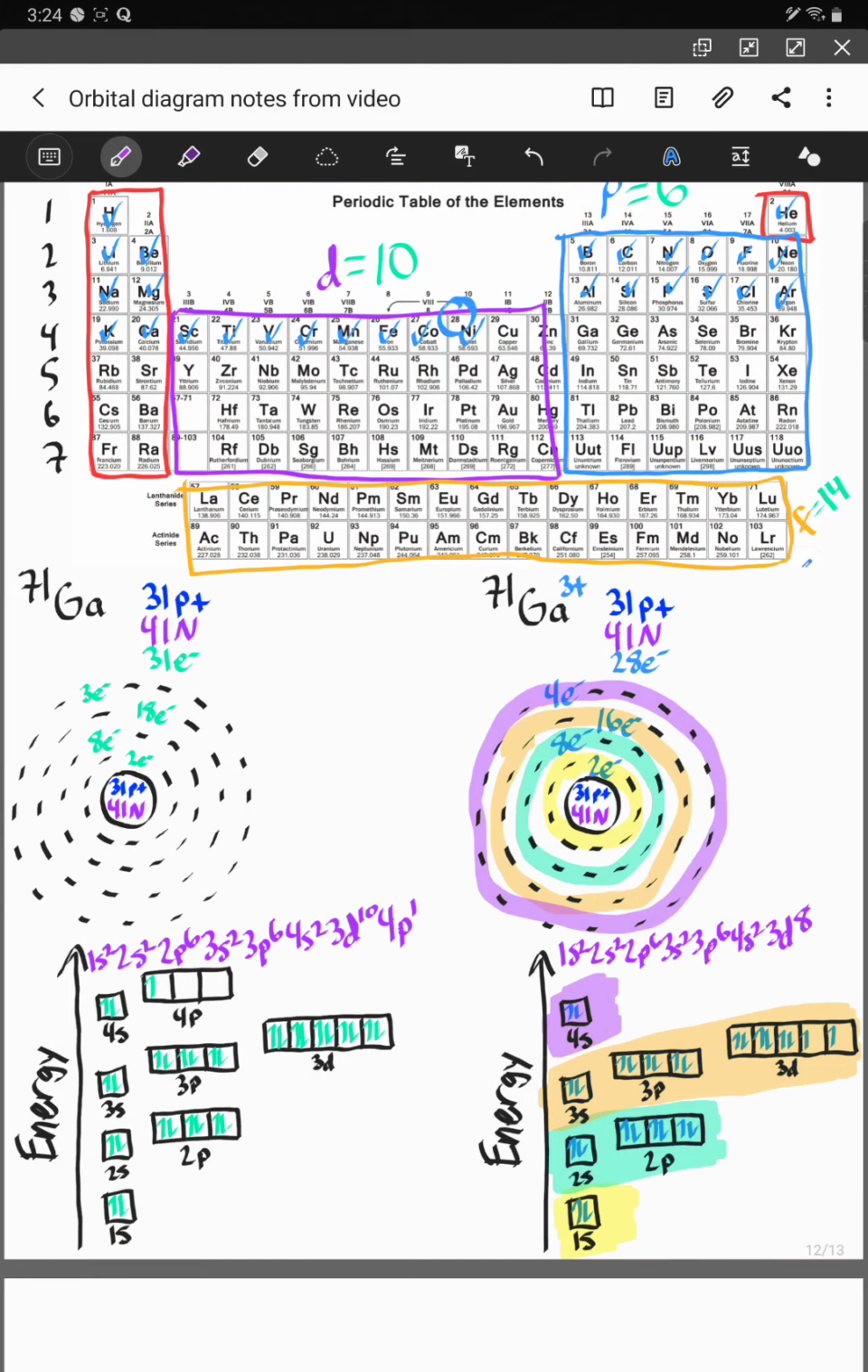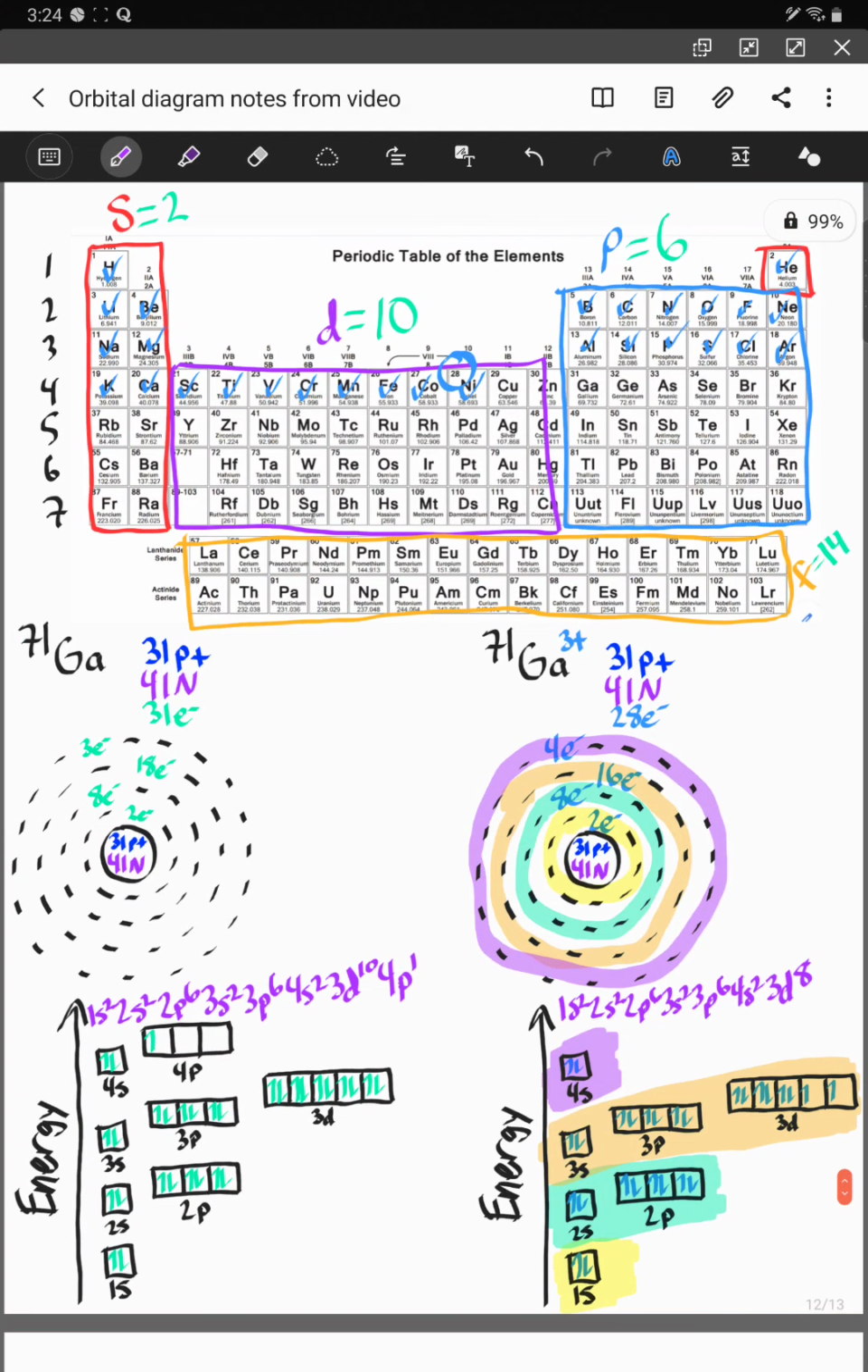All right, next class I will show you how to do a shortcut method for these electron configurations. It's less of a shortcut and more of just a simplified way of writing them. But that's all we have for you for charged ions, so orbital diagrams and Bohr models for ions.